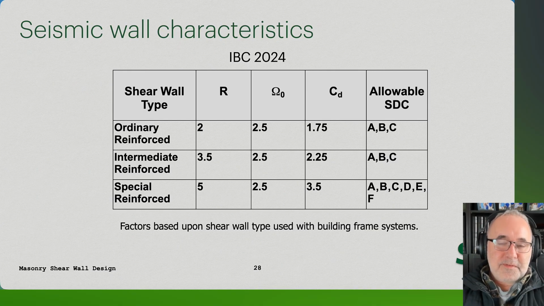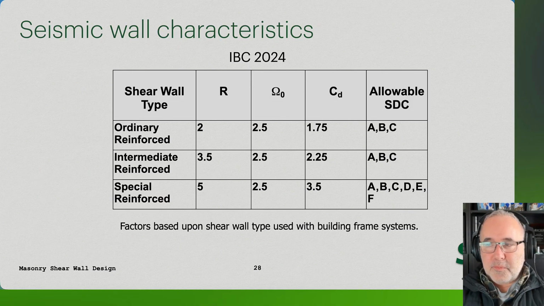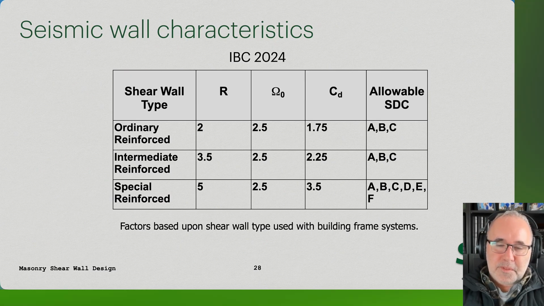Intermediate reinforced walls give us a higher response modification factor, 3.5, with better ductile response. So again, if you wanted to lower your seismic shear forces in seismic design categories A, B, and C, you can certainly choose an intermediate reinforced wall, which really just sets the reinforcement spacing at 48 inches on center. Pretty small consideration there. For specially reinforced, we can go to a response modification factor of 5, and that's really what we have to do when we get to the higher seismic design categories as well.